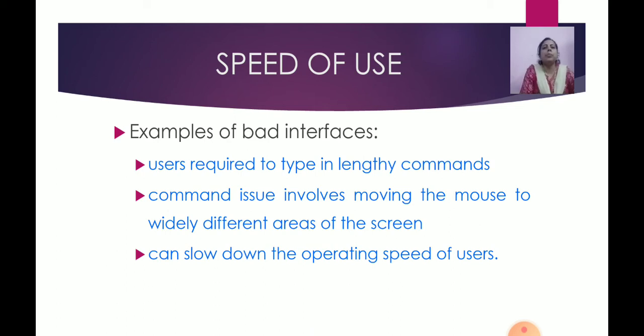Then an example of a bad interface. The user is required to type a lengthy command. Means if the user is required to type a lengthy command, that is an example of a bad interface. If command use involves moving the mouse to widely different areas of the screen, that is also an example of a bad interface. It can slow down the operating speed of the user. So these are some characteristics or examples of a bad interface.